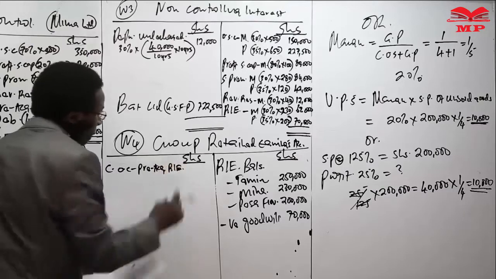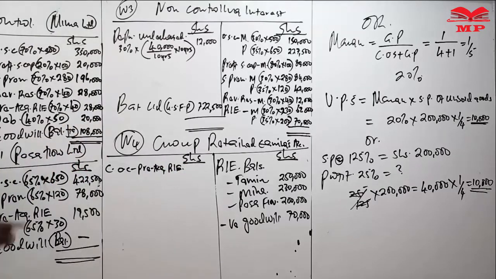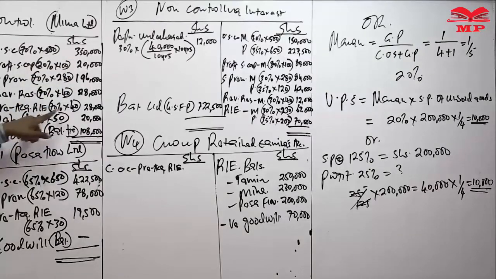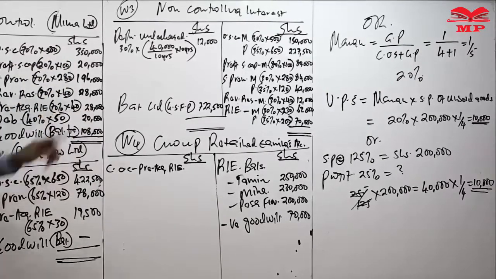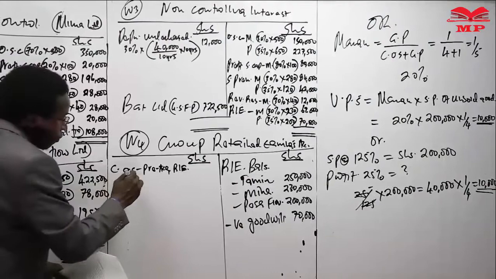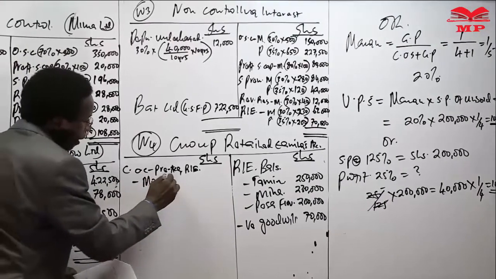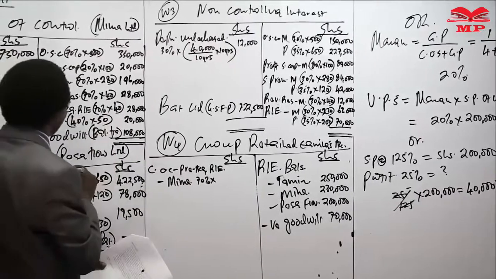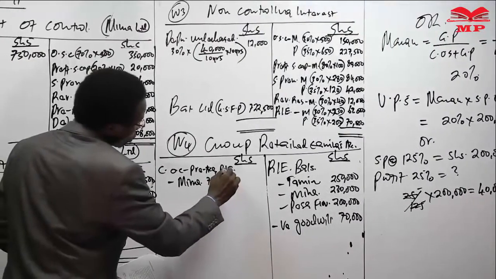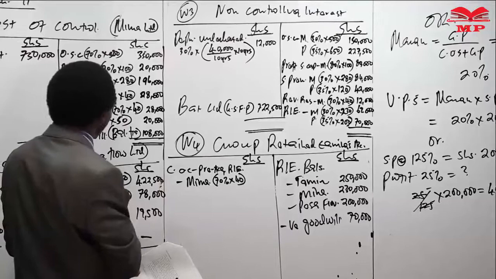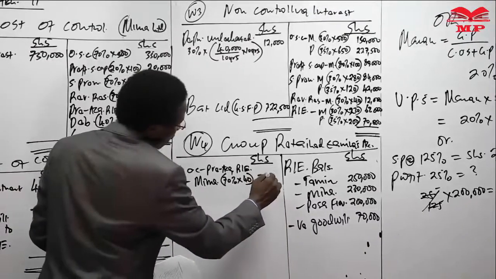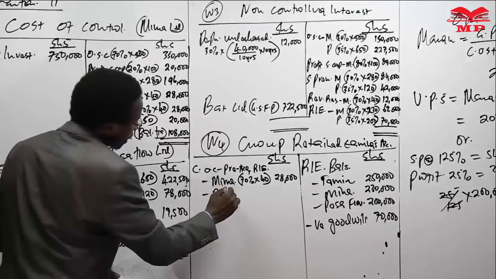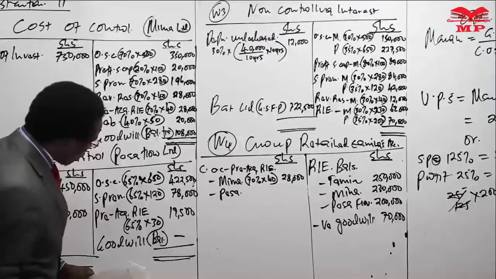Now friends, remember, these are debit entries, and the credit entry we have already put in the cost of control. That's the 28,000. So you come and say for MIMA, 70% of a figure that was 40,000, which we have already taken to the cost of control, and that is the 28,000.